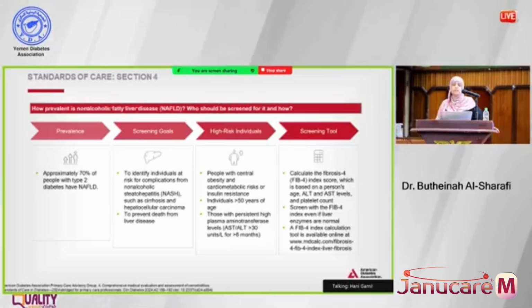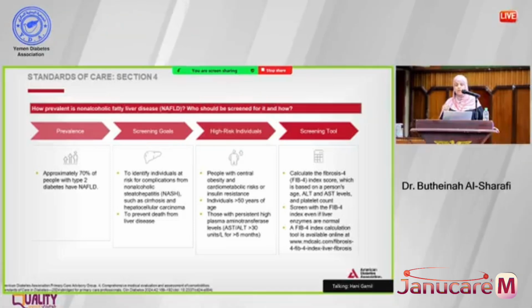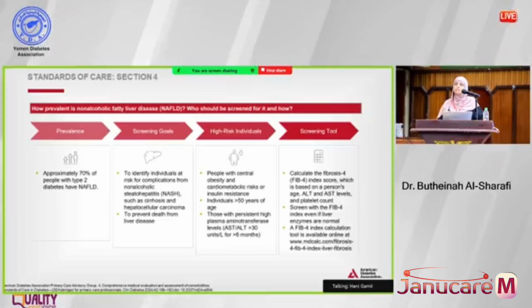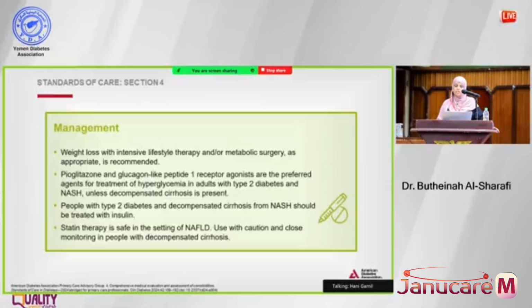An important thing that they mentioned in these most recent guidelines is fatty liver. That non-alcoholic fatty liver is present in about 70% of patients with type 2 diabetes. And some of our oral medications that we use for type 2 diabetes are effective in lowering the liver enzymes in these patients with fatty liver.